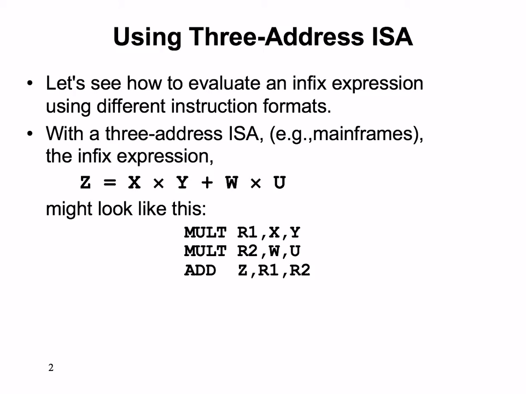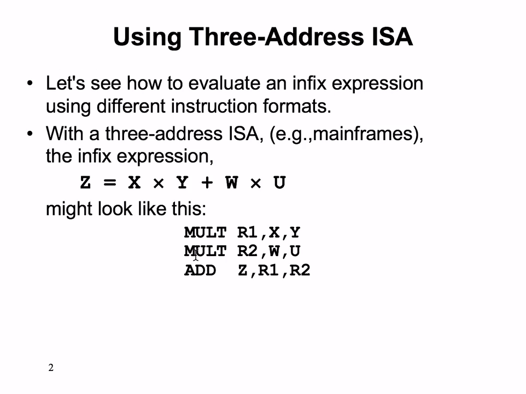With a three address ISA, for example in a mainframe, the infix expression z equal x multiply y plus w multiply u is going to be represented something like this. That's multiply r1 x y. Basically this instruction says that we perform the multiplication of x and y, and the result is going to be stored into the register r1.